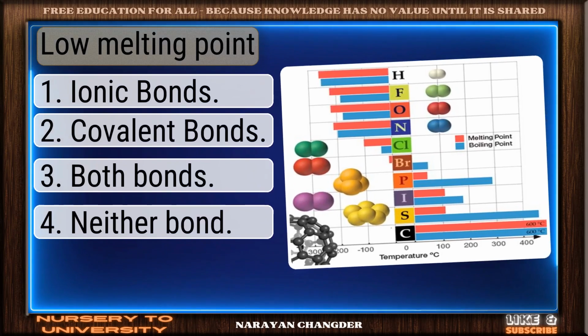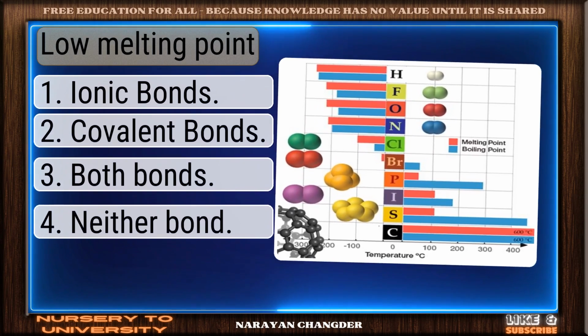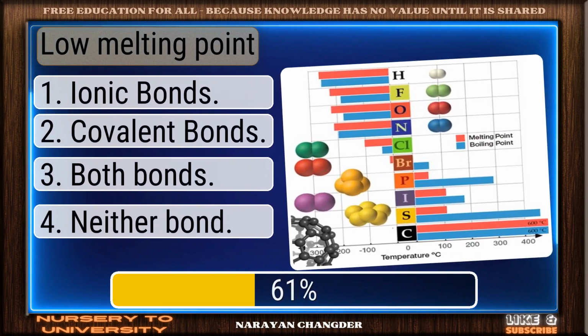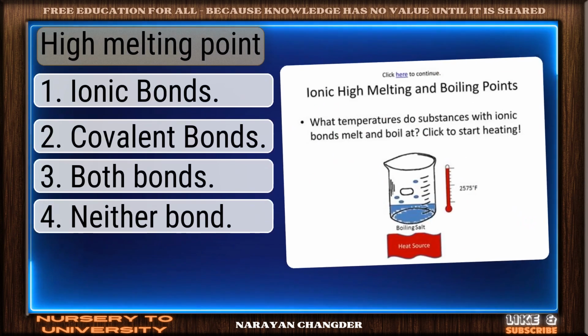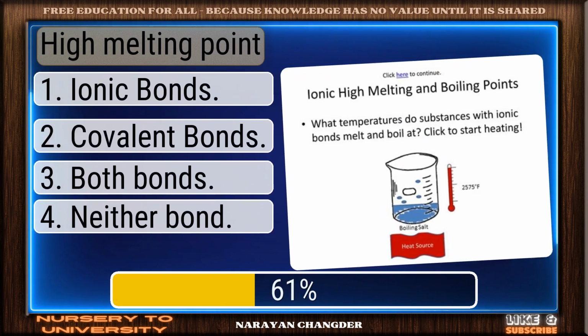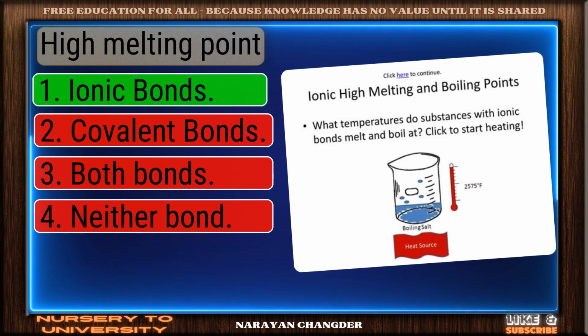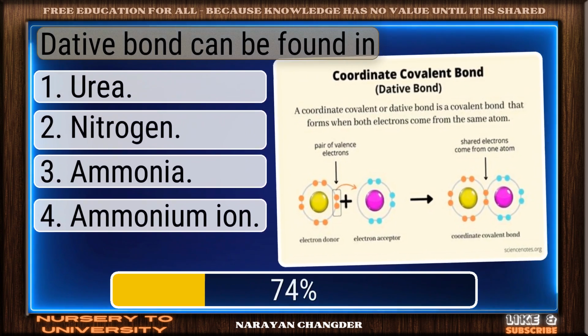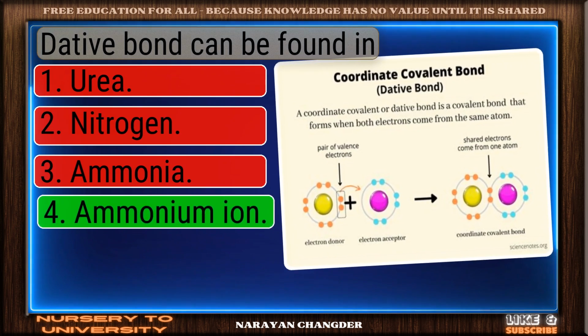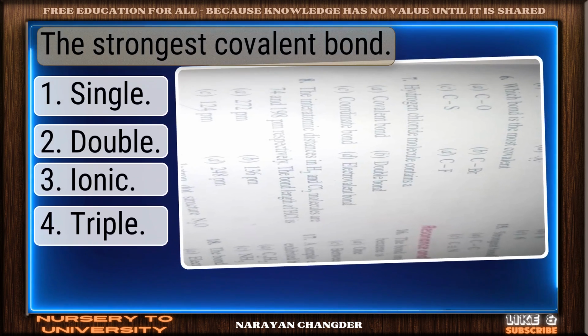Can you solve all these metallic bond questions? Low melting point. Thoughtful answer, covalent bonds. High melting point. Nicely done, ionic bonds. Dative bond can be found in. Nice work, ammonia. The strongest covalent bond.